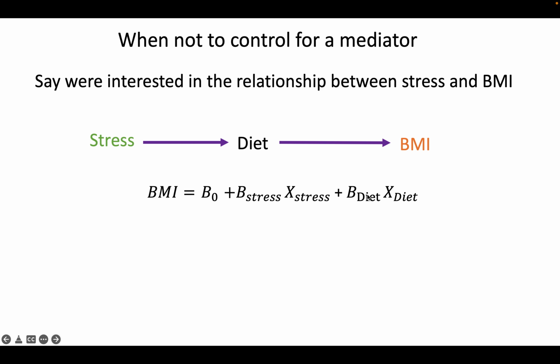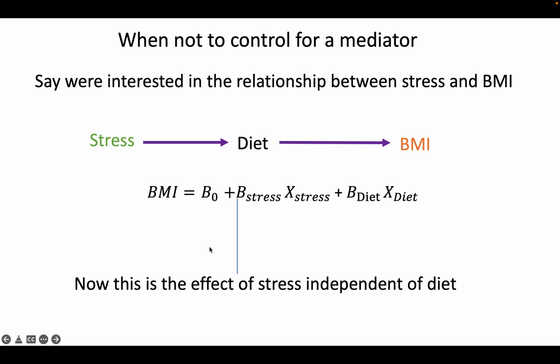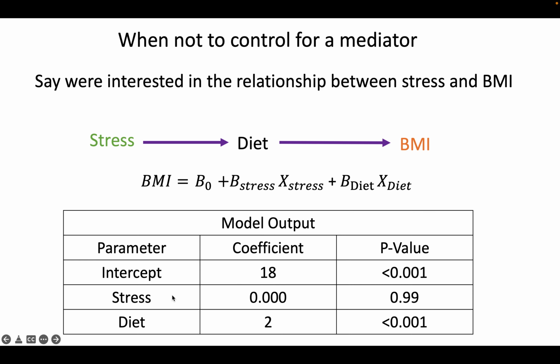If we were to also control for diet, now stress has a different interpretation. It's stress when diet is held constant. So it's what is the effect of stress independent of diet. And as written, there's no effect of stress independent of diet, the way this diagram's written. So by doing that, you would eliminate the effect of our exposure of interest, which was stress. Controlling for diet in this case wouldn't make sense, because controlling for diet completely explains the effect of stress.